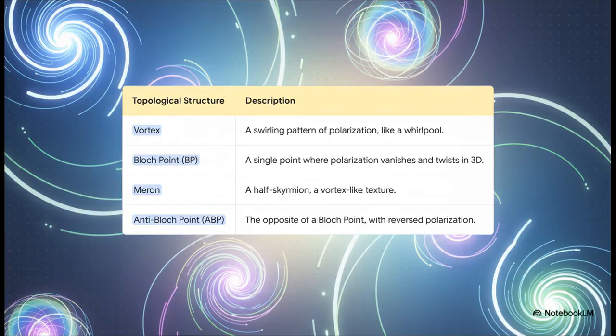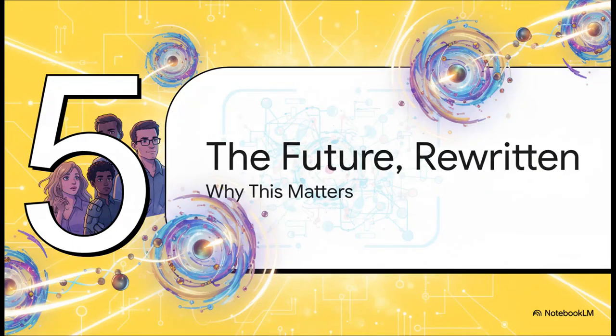The images revealed this stunning variety of patterns. They saw these whirlpool-like vortices and even more complex 3D twists called Bloch points. It's like discovering a whole new set of architectural blueprints at the atomic level, an entire gallery of microscopic art. So, okay, creating beautiful atomic whirlpools is fascinating for sure. But what's the bigger picture here? Why does being able to sculpt on this insane scale actually matter for the future?